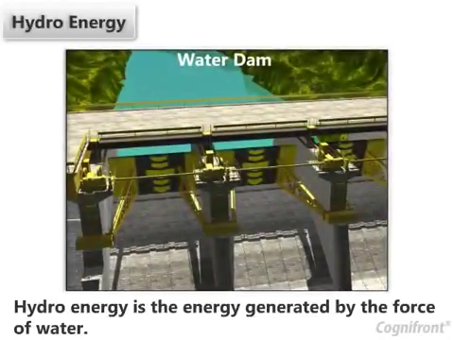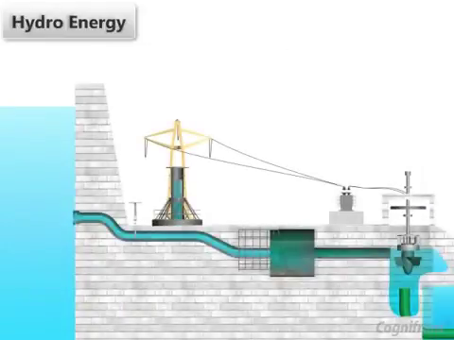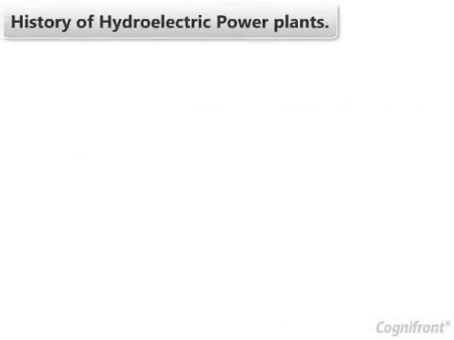Hydroenergy. Hydroenergy is the energy generated by the force of water. This is a powerful way of generating electricity. The hydro energy is converted into electric energy by hydroelectric power plant, and this energy is called hydroelectricity.